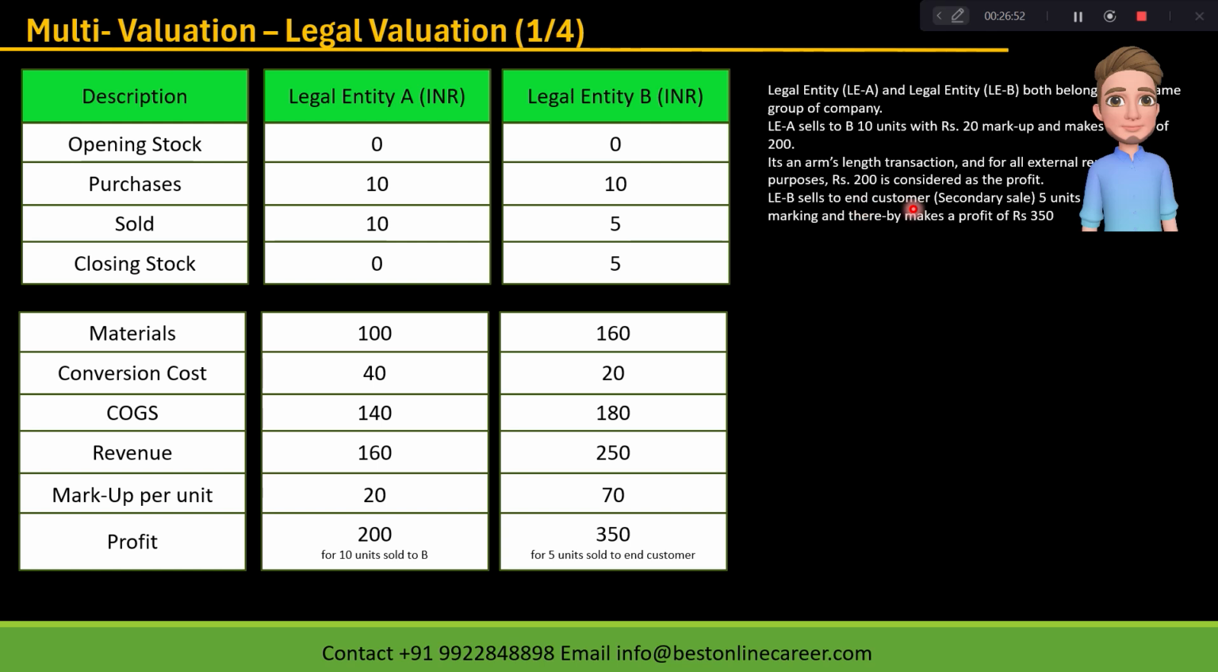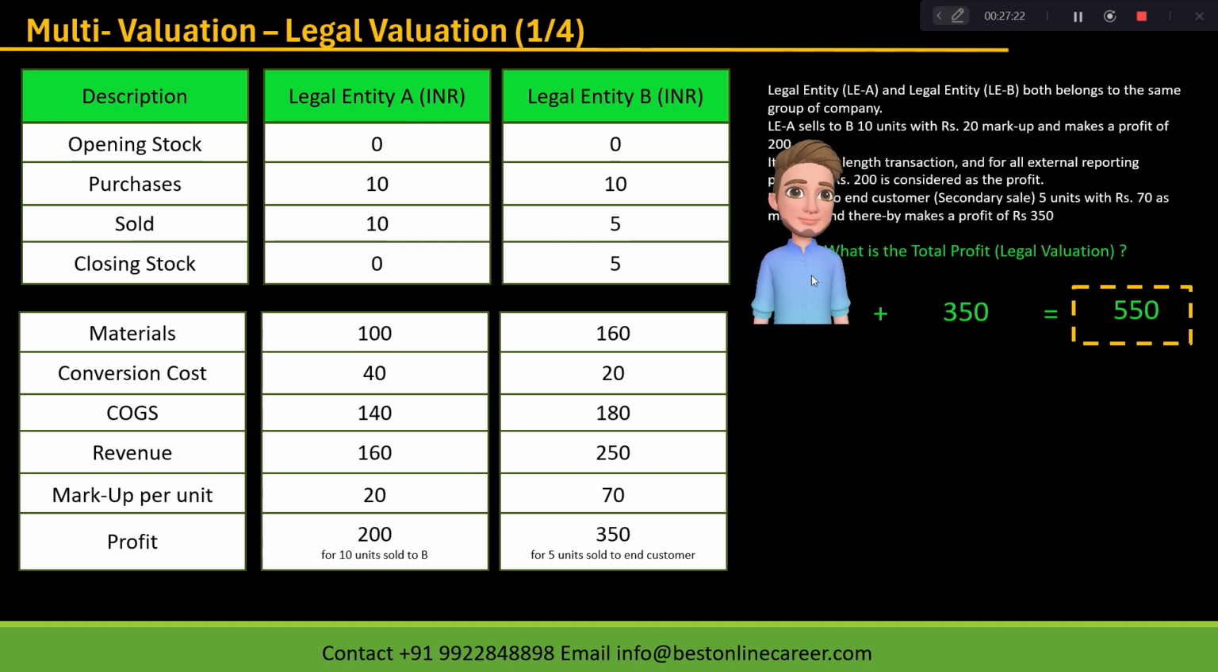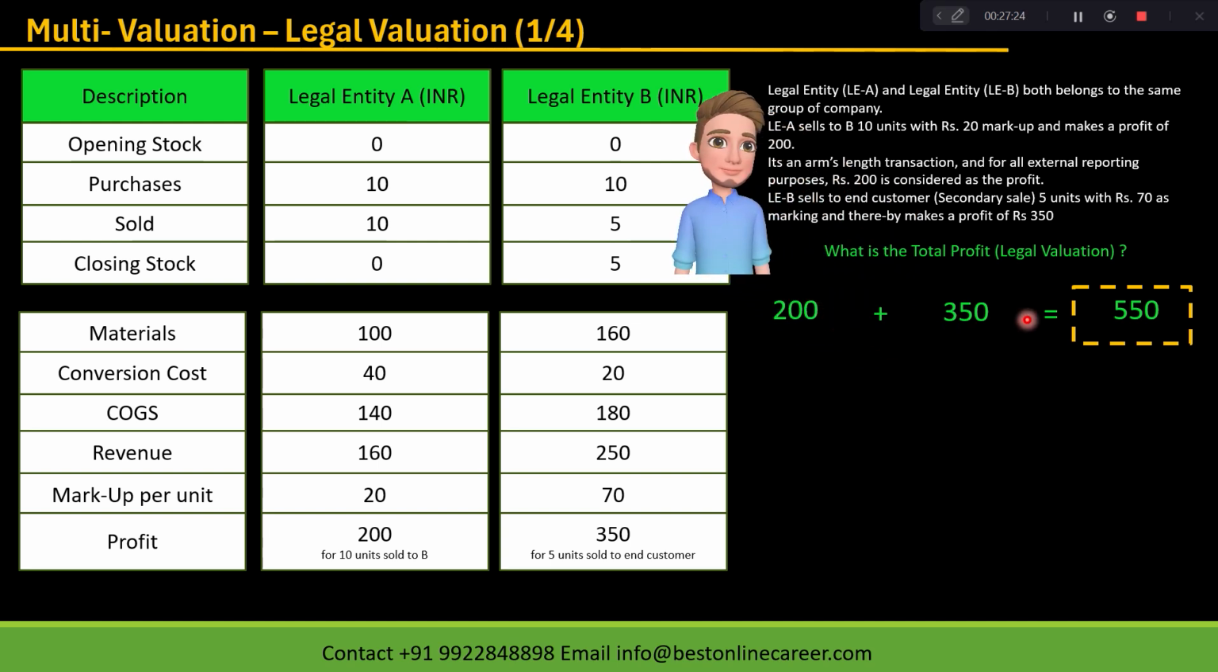Legal entity B sells to the end customer, secondary sales, 5 units, and the markup is 70, which is hidden by this avatar here. Maybe I can move it. Unfortunately I am unable to move him. I can move him. Oh, very good. So it becomes 70, and the total margin they made is 350. Now if you add 200 plus 350, what is the total profit as per legal valuation? 200 plus 350 is 550. You end up paying tax on this 550.